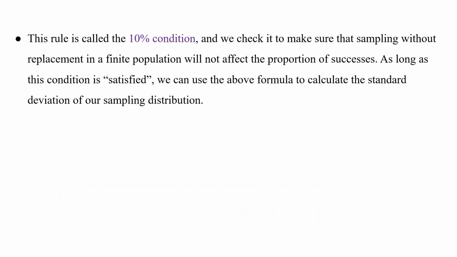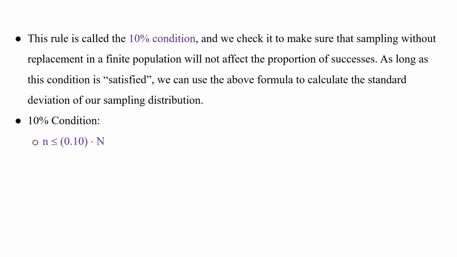We checked it to make sure that when we sample without replacement from a finite population, it will not affect the proportion of successes so much that our standard deviation formula will be incorrect. So as long as this condition is satisfied, we can use that formula for the standard deviation of our sampling distribution. And here's the 10% condition, written out as a formula.